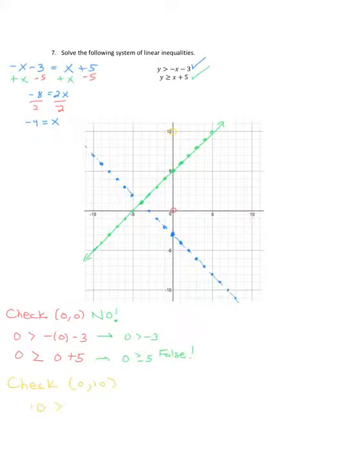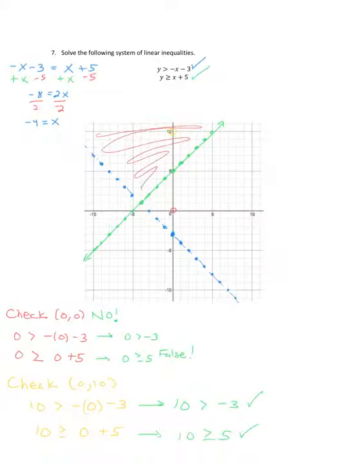Okay, I plug that into the first inequality. 10 is greater than negative 0 minus 3. And also, is 10 greater than or equal to 0 plus 5? Are both of these true? Well, for the first one, we get 10 is greater than negative 3. That's good. And for this one, we have 10 is greater than or equal to 5. That's good too. Boy, I really wish I started with this region. So my answer is going to be all of this stuff here. All of these points work in both of these inequalities.